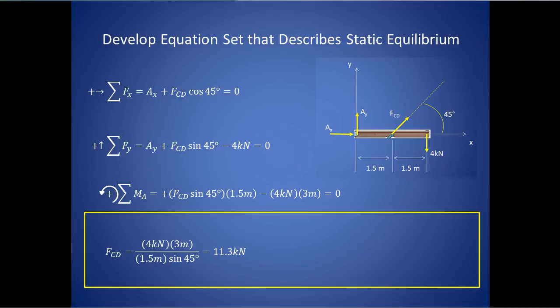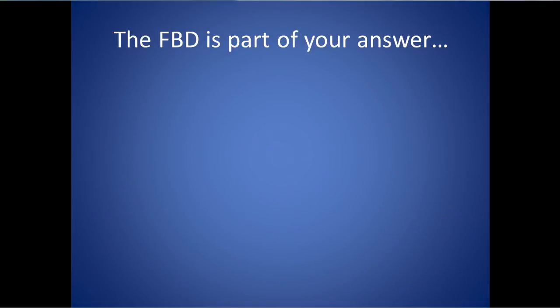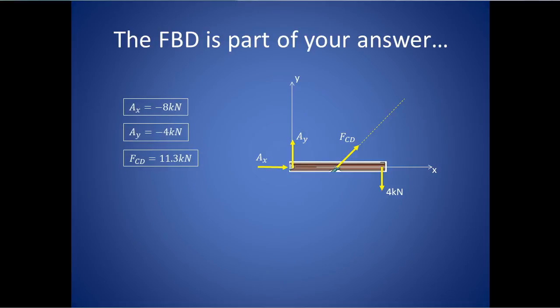With the value of FCD known, the other two equations can be used to determine the values of AY, minus 4 kilonewtons, and AX, which is minus 8 kilonewtons. At this step in the process, it is now necessary to report your solution. It is critical to realize that the free body diagram is an integral part of the solution and must be included. The solution is presented here, shows both the free body diagram and the numerical answers for the unknown forces AX, AY, and FCD.